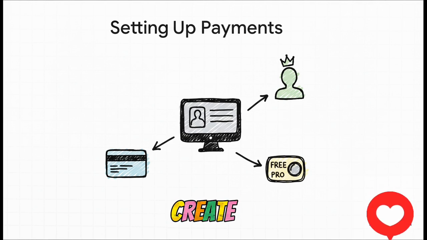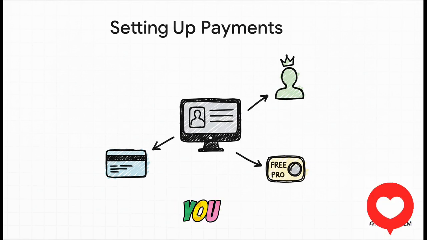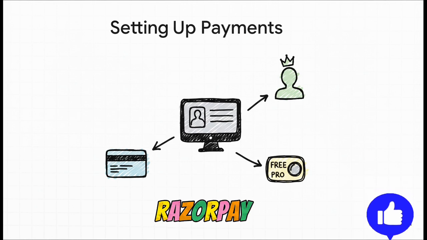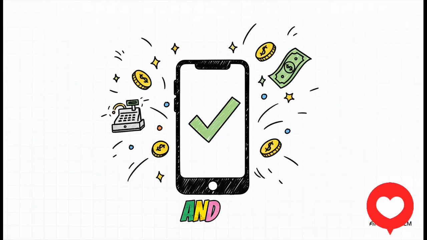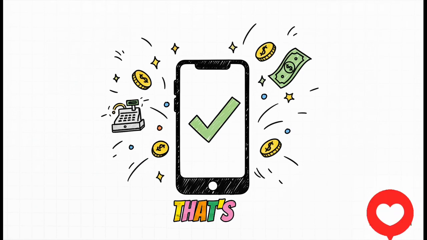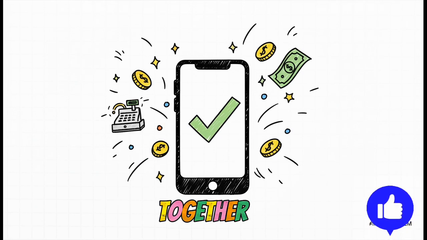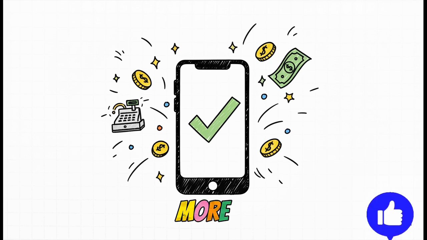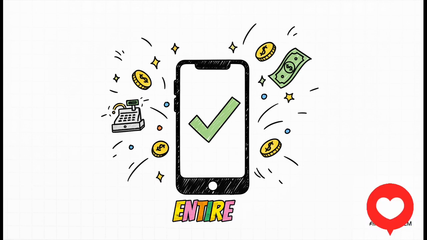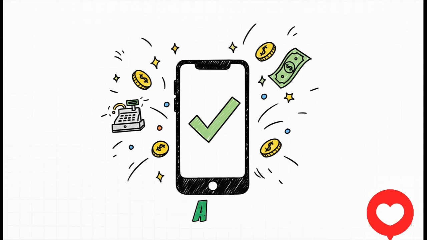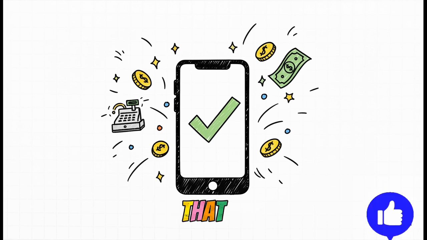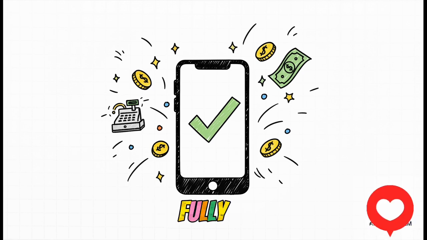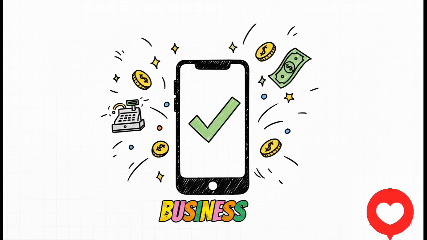You ask the builder to create an admin panel for you. You tell it to connect a payment gateway like Razorpay, and boom! You can create different subscription plans like a free one and a pro one. And there it is. That's the moment it all comes together. With just a few more simple prompts, the entire payment system is live. A test payment goes through, successful. And just like that, your tool is now a fully monetizable SaaS business.